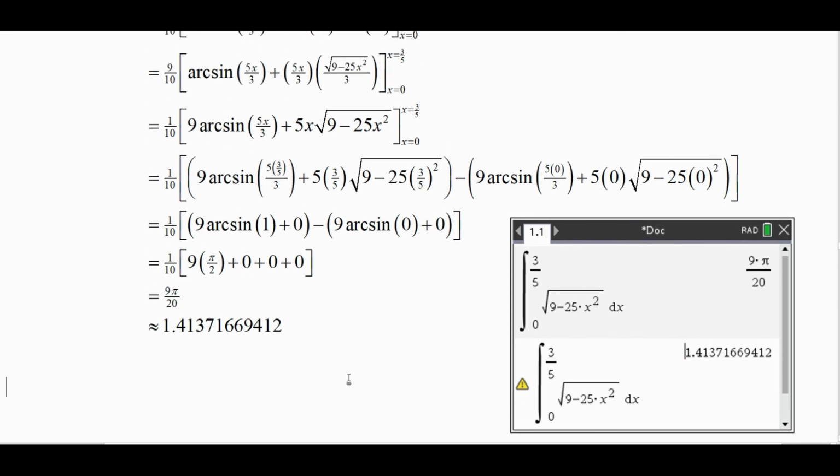Okay, so that gives you some idea about some trig substitutions. In the next video, I am going to talk a little bit about how we can use completing the square to change something so that we can use a trig substitution.